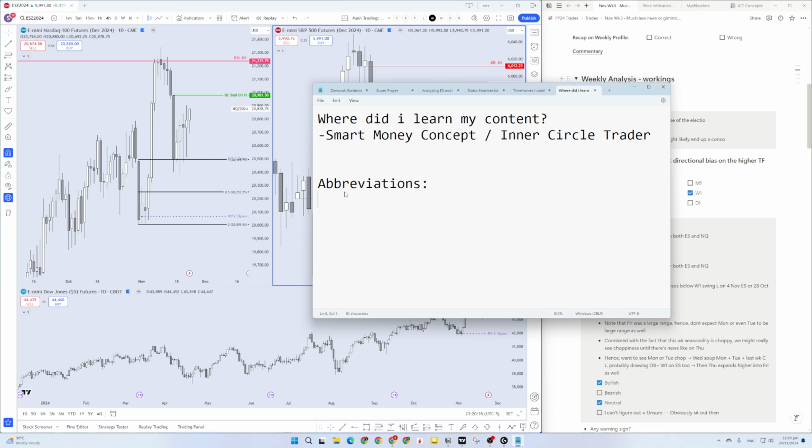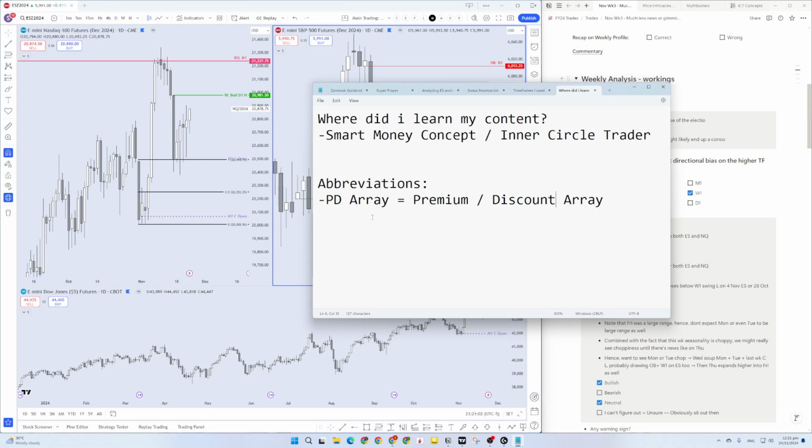Okay, PD array stands for premium slash discount array. So think of it like that. Premium means price is expensive. So when something is expensive, you want to sell it, right? You sell something expensive, and then maybe you want to buy it back at a lower price. And if price is really low, you consider that a discount, right?